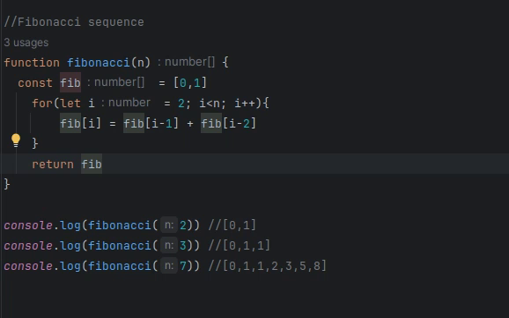Then after that, we are going to return the value outside the scope. So the Fibonacci of the integers that you're going to call are 2, 3, and 7.